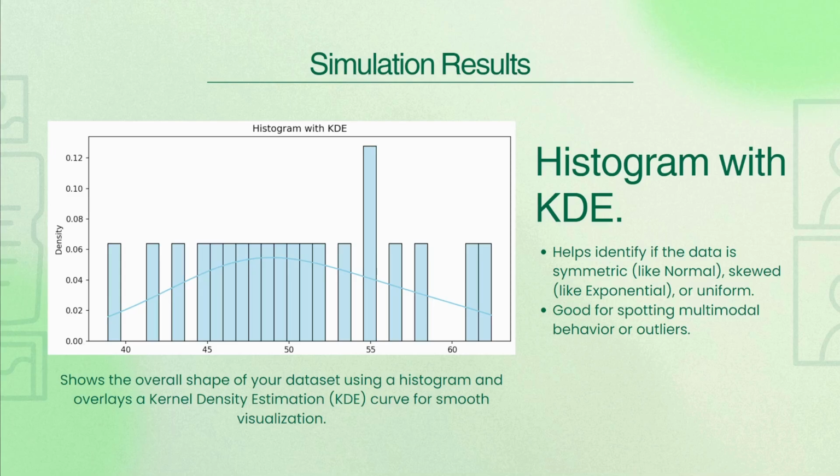So first, the histogram with KDE shows the overall shape of your dataset using a histogram and overlays a kernel density estimation, a curve for smooth visualization. The importance is it helps us identify if the data is symmetric like normal, skewed like exponential, or uniform. It's also good for spotting multimodal behavior or outliers.